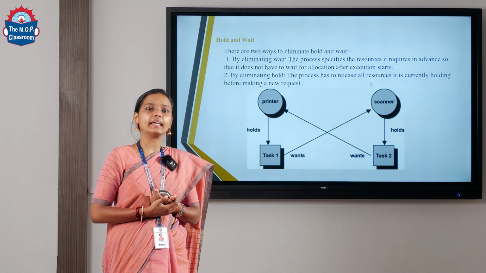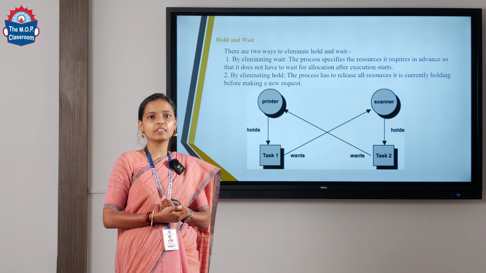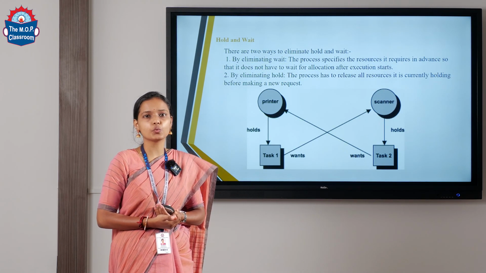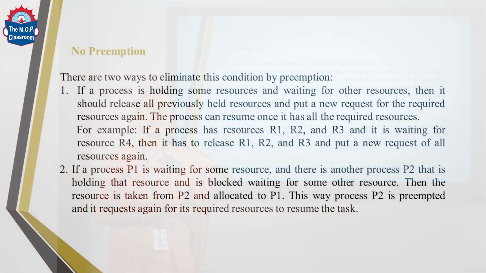Thereby, by eliminating either the wait or the hold, we can say that the system may not enter into a deadlock situation. The third prevention mechanism is by eliminating the no preemption condition. The no preemption condition states that we are not supposed to forcefully remove the resources from the processes.